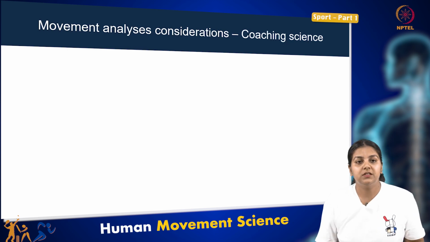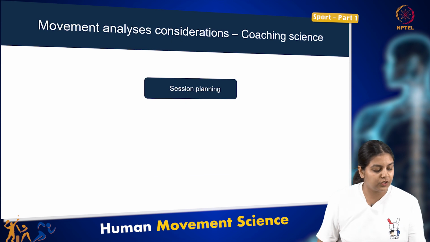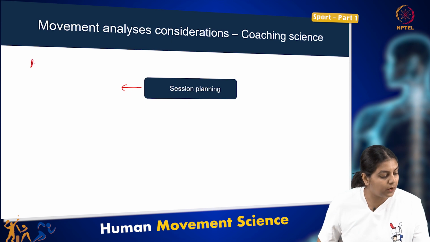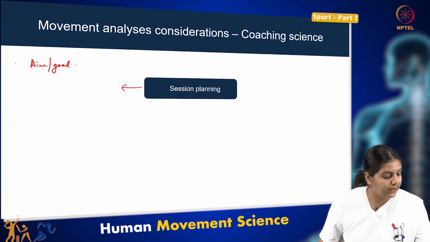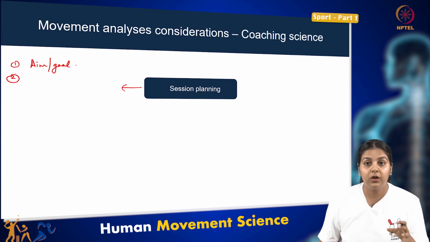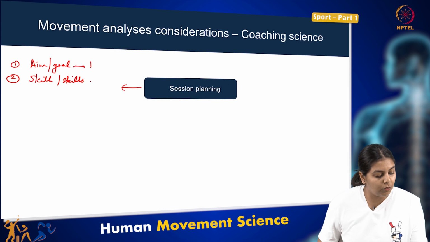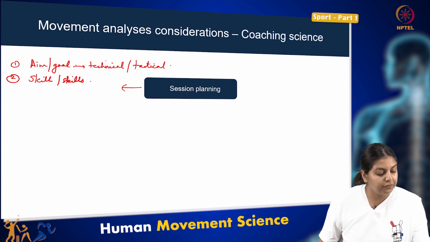So in coaching science, the important thing would be for the coaches to have session planning, right? So how would you plan a session? Again, with the planning, you would start with what your aim or your goal for the session is, right? That's the first thing you would start with. What is the skill that you're focusing on? Sometimes it's more than one, so it is skills. So is your goal more technical? Is that what you're working on? Or is it more tactical?